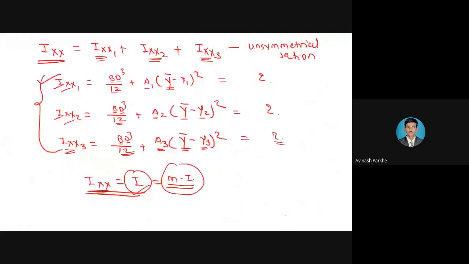Then take the Ixx formula. Ixx1 plus Ixx2 plus Ixx3 is equal to your capital I. That is capital BD cube by 12 plus A1 in bracket (y bar minus y1) bracket square. For the second section, I have taken A2 instead of A1 and Y2 instead of Y1. And for the third section, instead of A1 and A2, I have taken A3, and instead of Y1 and Y2, I have taken Y3. So take these particular formulas also in your notebook.